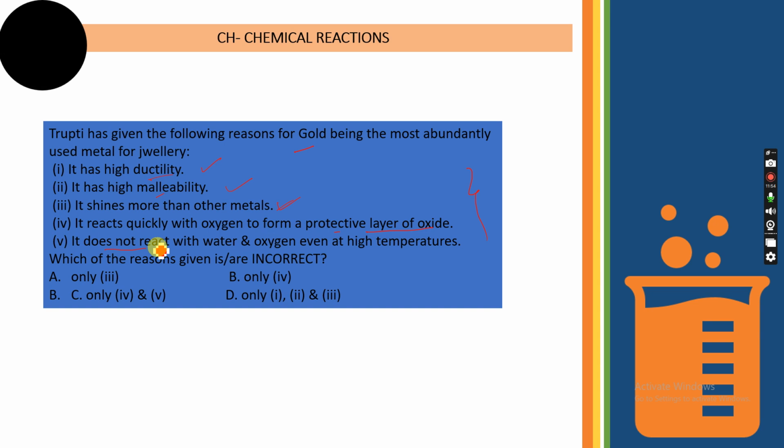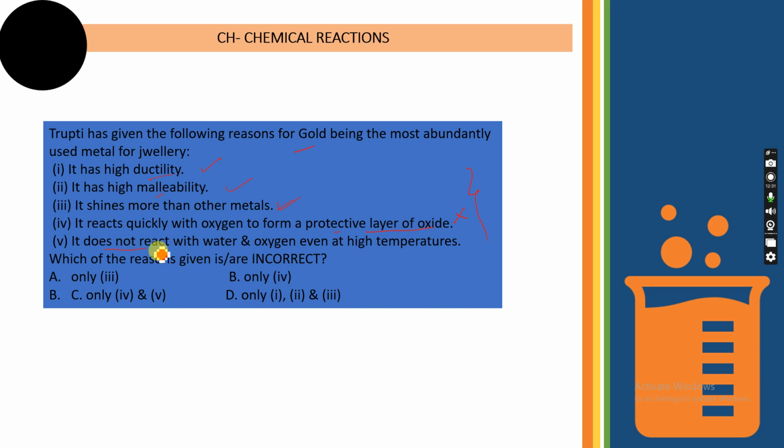Now the remaining 2 are there. It reacts quickly with oxygen to form a protective layer of oxide, which is wrong. Gold is a very unreactive metal, so gold is less reactive. Even if you see the reactivity chart, I hope I am clear. So gold is always at the bottom along with silver. So gold will not react with oxygen and it doesn't form oxide. That is why gold is mostly used. Okay, that's one of the reasons why it is used for jewelry and all, because it does not get oxidized.